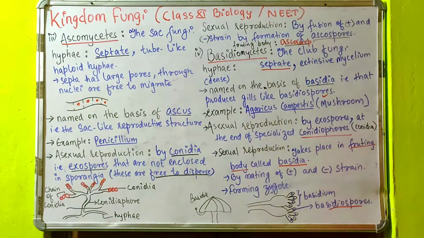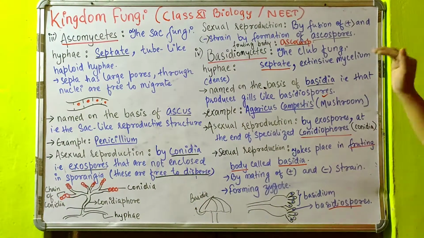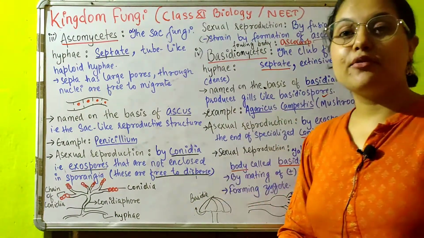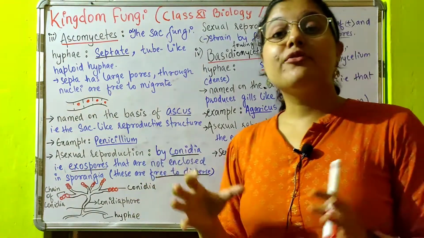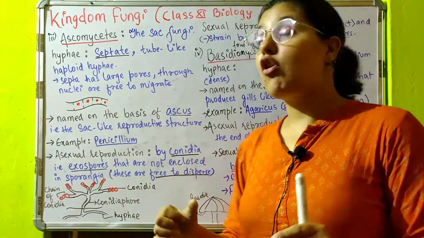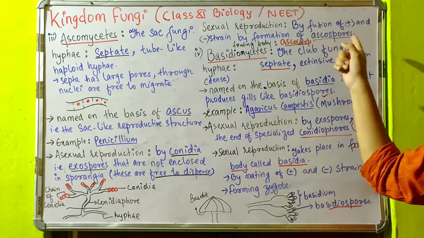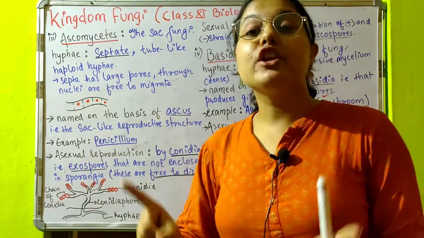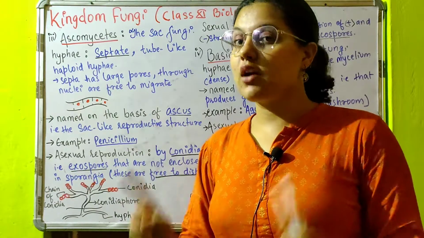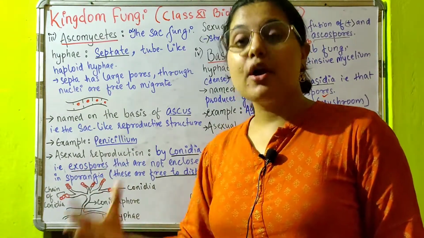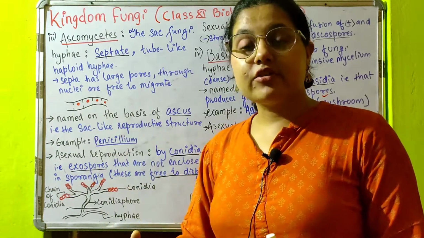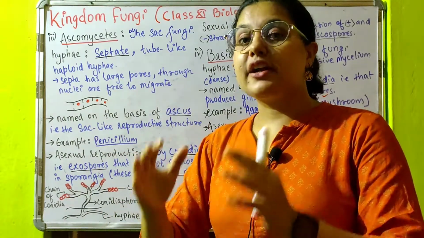Okay, now coming to the next, that is sexual reproduction. They reproduce sexually with the help of the fusion of plus and minus strands. The fusion of plus and minus strands forms the spore known as ascospore, and they also have a fruiting body that is known as ascocarp. Fruiting bodies are the structures which contain the reproductive spores.